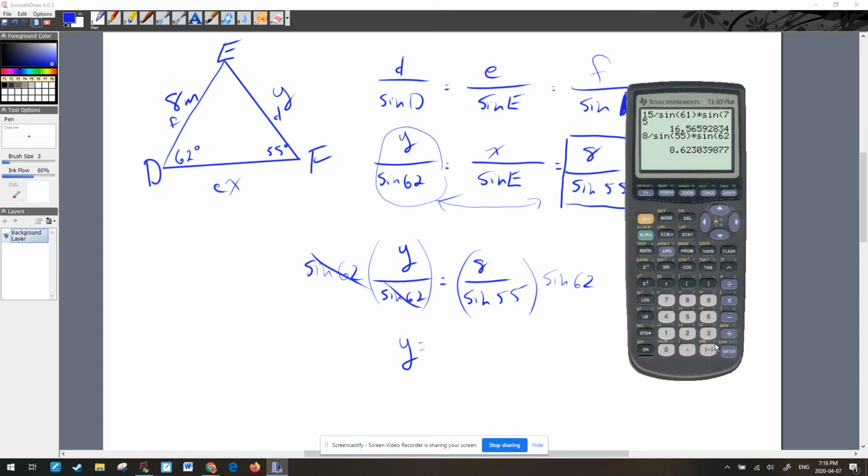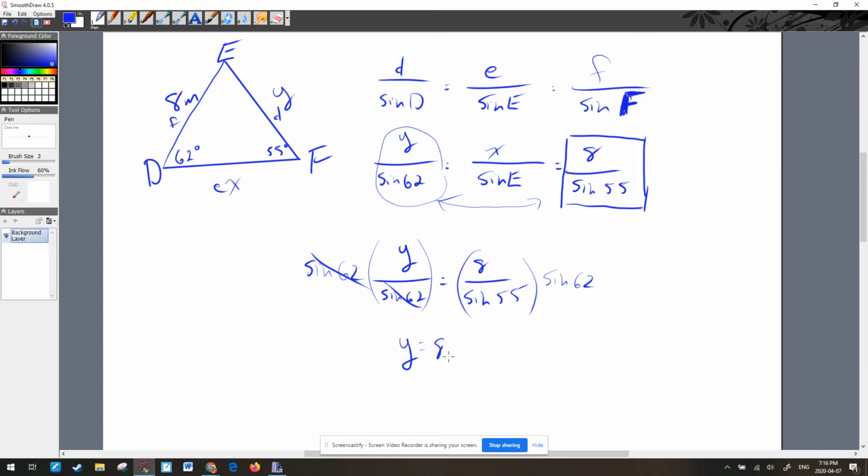And I do that, and I'm going to get 8.62. So I know that y is, in fact, 8.62, and that would be meters as well. Well, that's good. So I can go back here and say, all right, now I know that y is, I'm going to change colors just so I can see that I did it afterwards, 8.62. Okay, lovely. But I really wanted x.